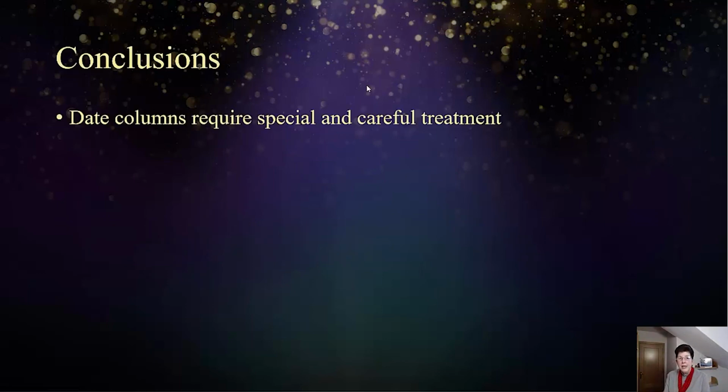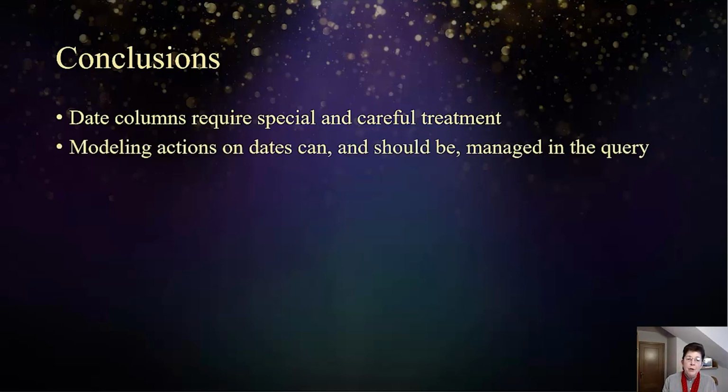Date columns require special and careful treatment in Power Query. We need to look very carefully at these kinds of columns. Modeling actions on dates can and should be managed in the query as much as possible. The attributes, the additional attributes using M language. It's really important because there's a lot of functionality that we can use inside the Power Query editor.